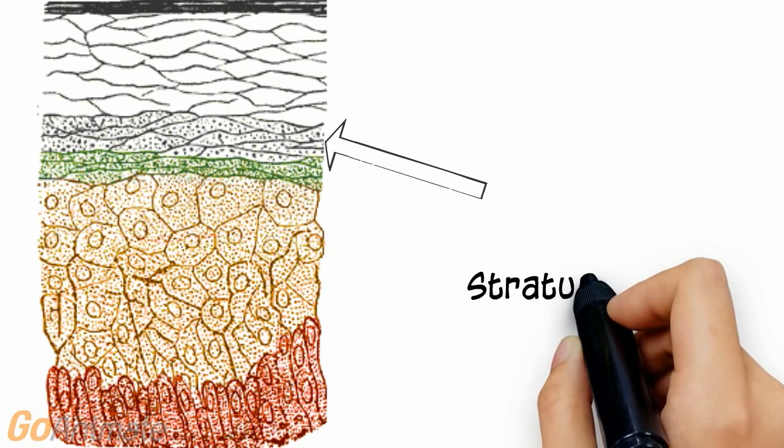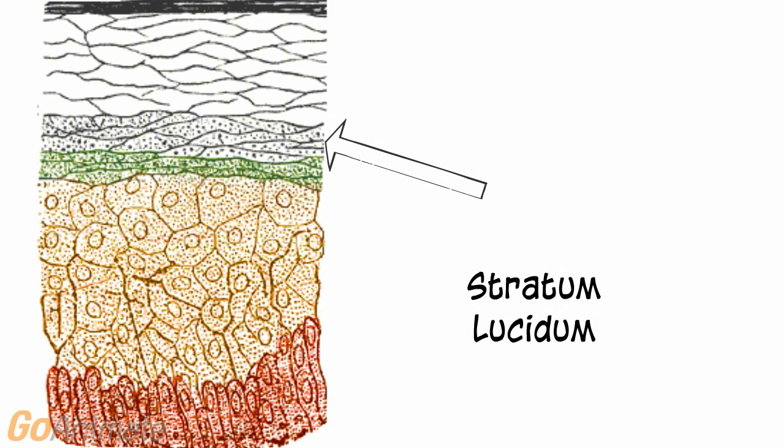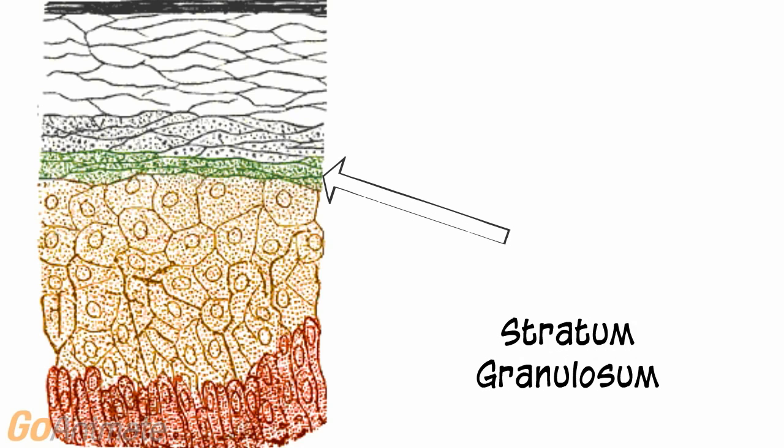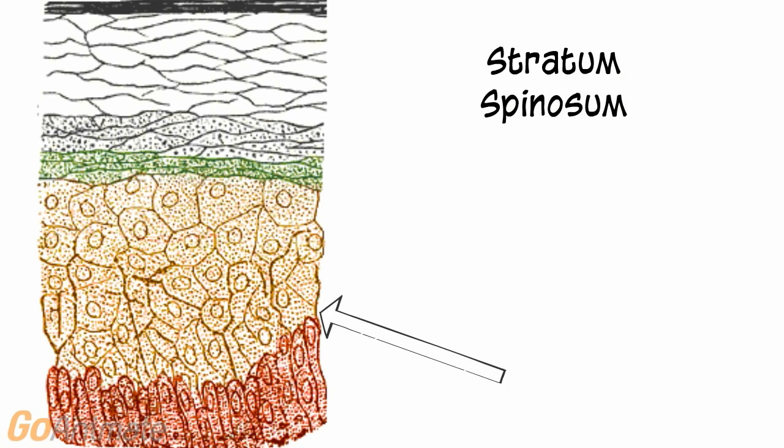The stratum lucidum is an additional layer that is found only in the palms of the hands and the soles of the feet. It provides added thickness to these layers. The stratum granulosum contains cells that have lost their nuclei. These cells remain active and secrete keratin. The stratum spinosum contains cells called prickle cells. These cells have small radiating processes that connect with other cells. Keratin is synthesized in this layer.